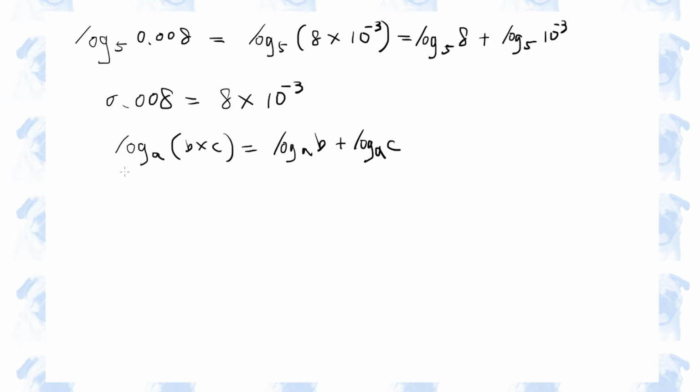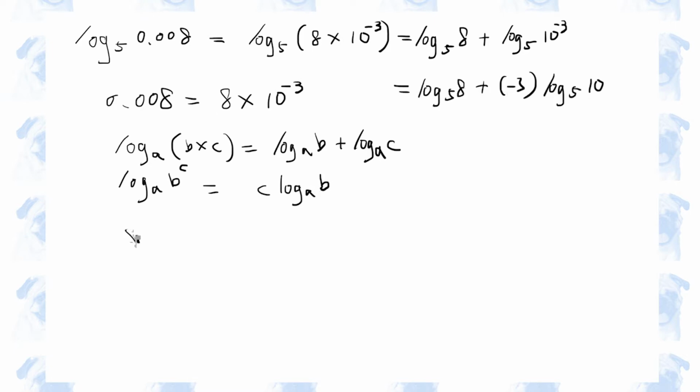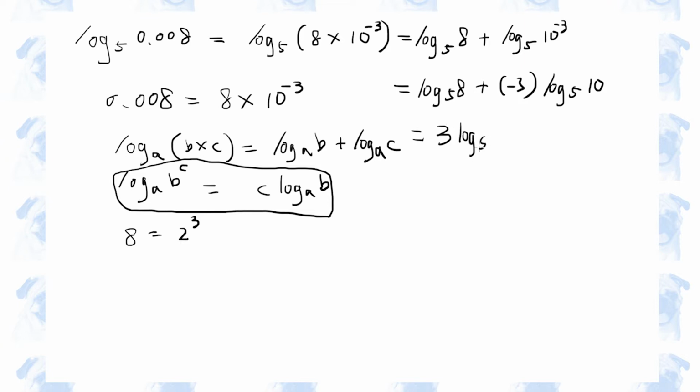Now here's another rule. Log base a of b to the power of c is c times log base a of b. 8 is 2 cubed, and using this same rule, log base 5 of 8, or log base 5 of 2 cubed, can be rewritten as 3 log base 5 of 2, and 10 is 2 times 5.